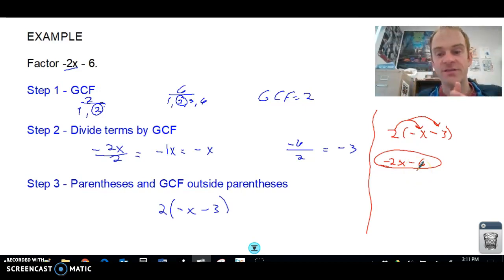We found the greatest common factor. We divided each term by the greatest common factor, and then I used parentheses with the greatest common factor outside of those parentheses to write my expression. Alright, let's look at one more again here.